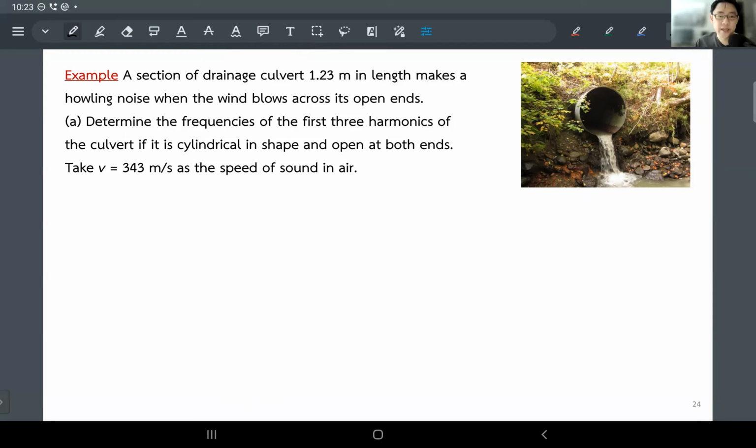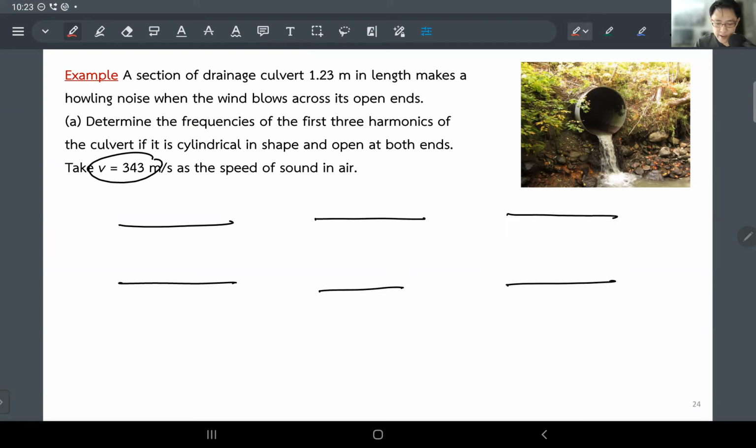So determine the frequencies of the first three harmonics of the culvert if it is cylindrical in shape and open at both ends. So we are going to assume that this one is a both-ends-open tube. Okay, and the problem already gave you the speed of sound, so we're going to use that one. All right, guys, they want the first three frequencies, so it's going to be the first three harmonics. This one is exactly what we just did there, right? So let me put it here.